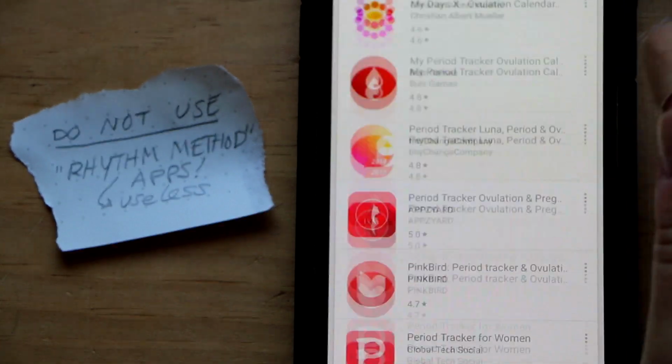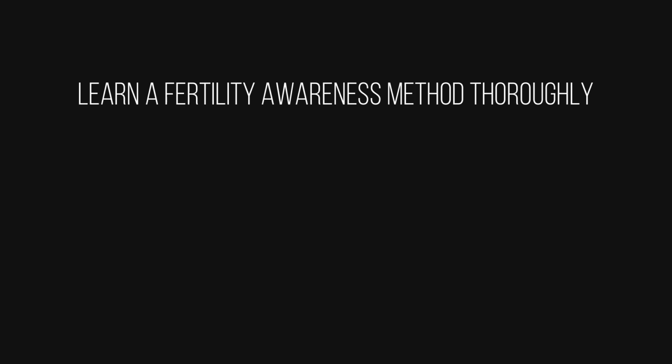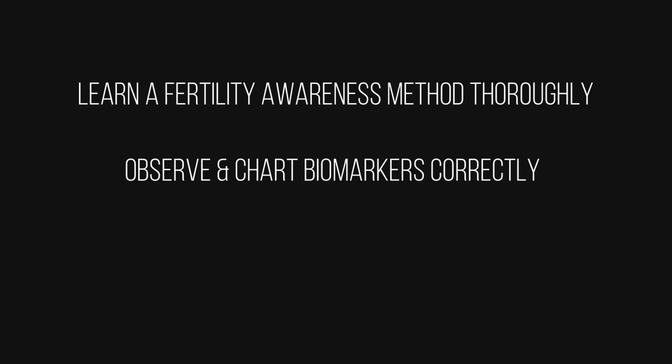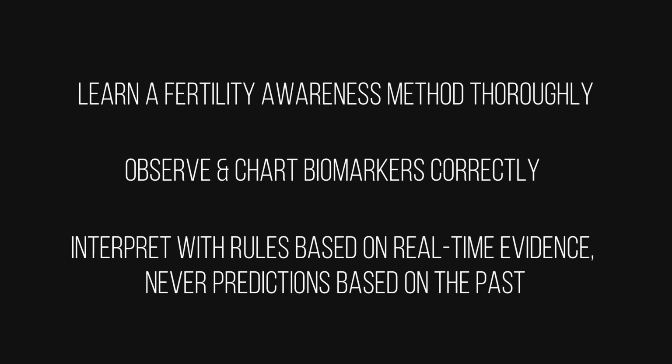So the big takeaway here is that it's always best to learn a fertility awareness method thoroughly, to observe your biomarkers correctly, and to interpret those signs of fertility and infertility in accordance with the rules of the method that you've learned. This builds body literacy and independence in your charting practice, rather than taking away from it and adding in doubt with these predictions that may not match up with what you're actually seeing.